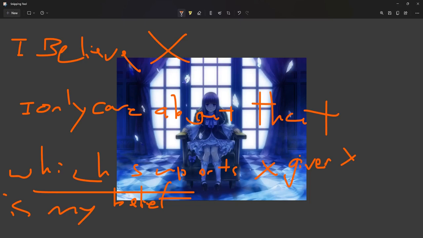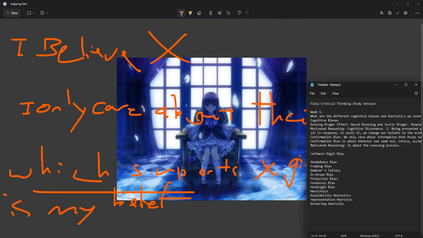Motivated reasoning is just I'm going to misconstrue everything to make sure that my side is right regardless of what is presented, whereas confirmation bias is we're just out here saying, nah, we are doing this because I say so. Leftmost digit bias is much simpler.